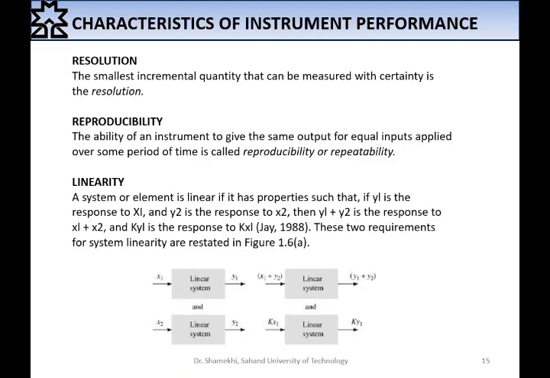The next important characteristic is resolution. The smallest incremental quantity that can be measured with certainty is resolution. All the words in this sentence are important. The smallest incremental quantity can be measured with certainty.